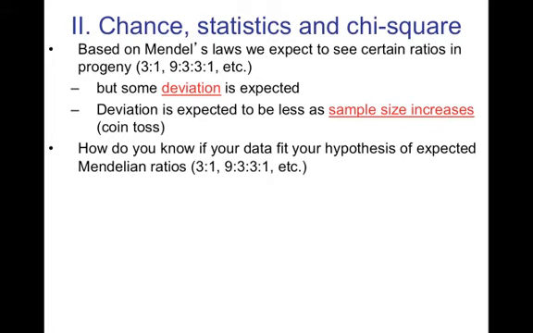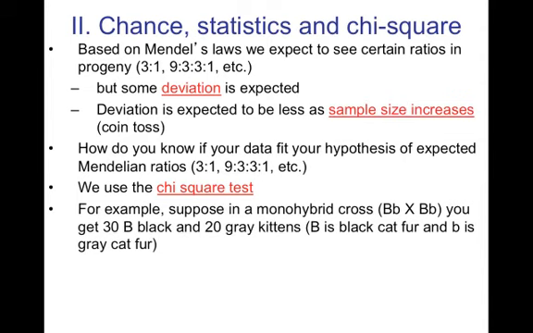We would be very surprised if we flipped it 1,000 times and 950 of those times it was either heads or tails. Okay, so how do you know if the data that you have observed fit your hypothesis of your expected ratios? Again, you did this in lab. In fact, you did a lot of these in lab, but this is just another source for you to look at. So again, we're going to use the chi-square test.